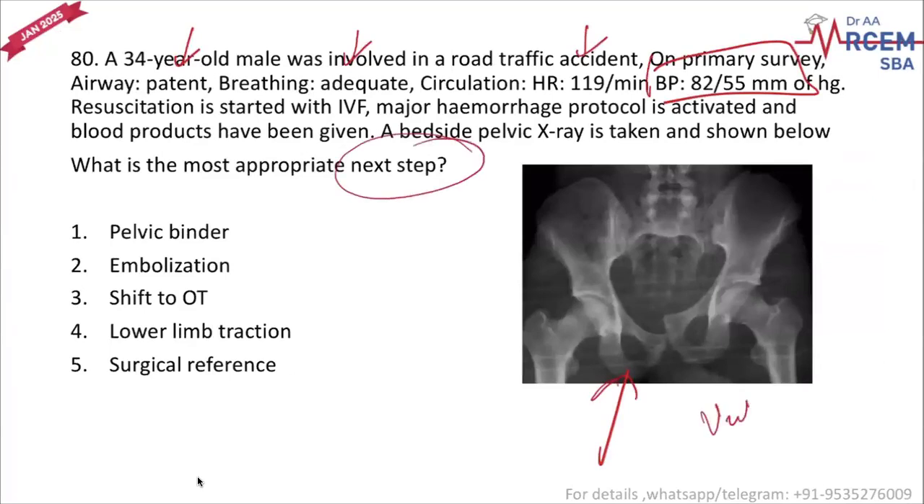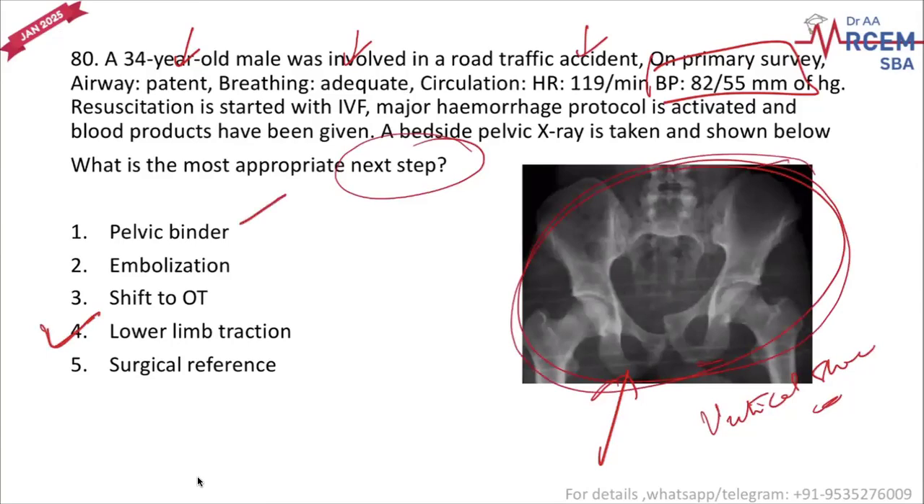The X-ray is suggestive of a vertical shear fracture. If you have a vertical shear fracture, what will you be doing? You will be giving traction, lower limb traction, so that it comes back to the normal anatomical position. Only for open book fractures do we give a pelvic binder. Here, a pelvic binder is useless. It will not be helpful. So the right answer here is lower limb traction.